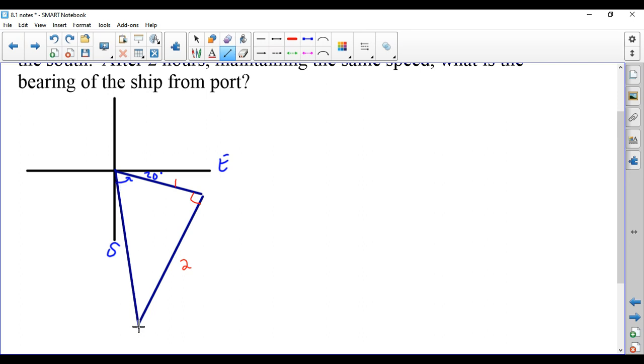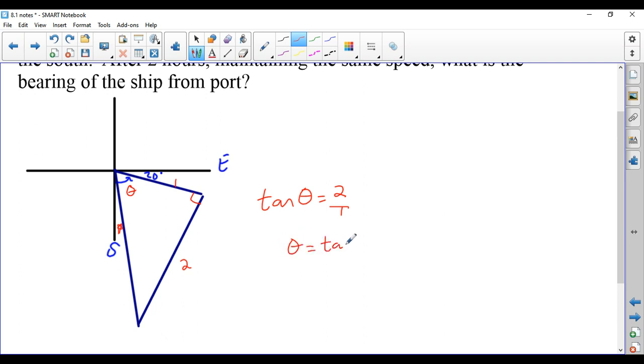So we need to figure out where this line is. And the bearing will involve the angle here. But what we can find is the angle inside of the triangle. So let's call this angle theta. I can say tangent of theta equals opposite over adjacent. So theta is the inverse tangent of 2 over 1. Inverse tangent of 2, that angle is 63.43 degrees, the angle inside this triangle.